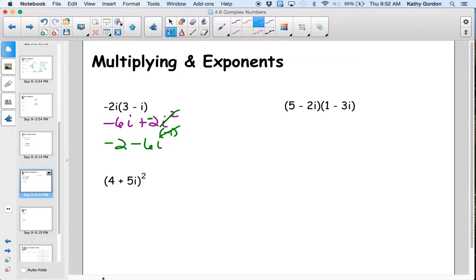Okay, so when you're multiplying, there's a real high likelihood you're going to get an i squared in there somewhere. You're going to need to replace that i squared with a -1 so that you can get the standard form answer they're asking for.